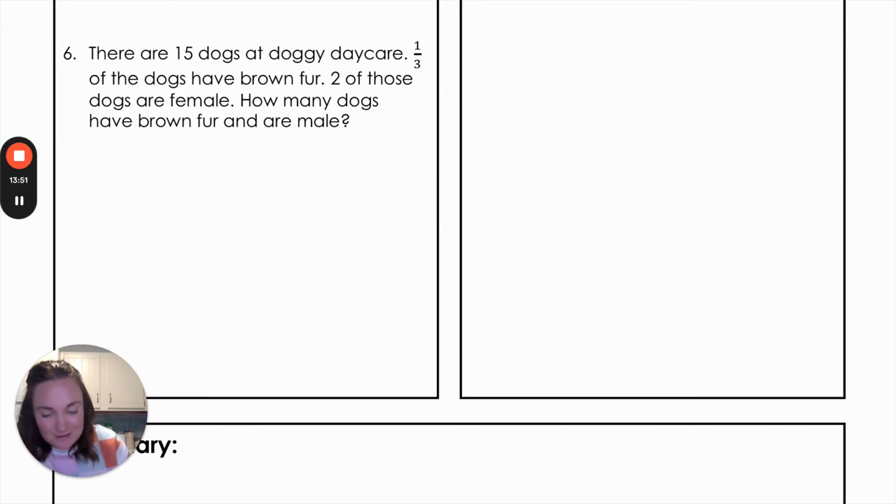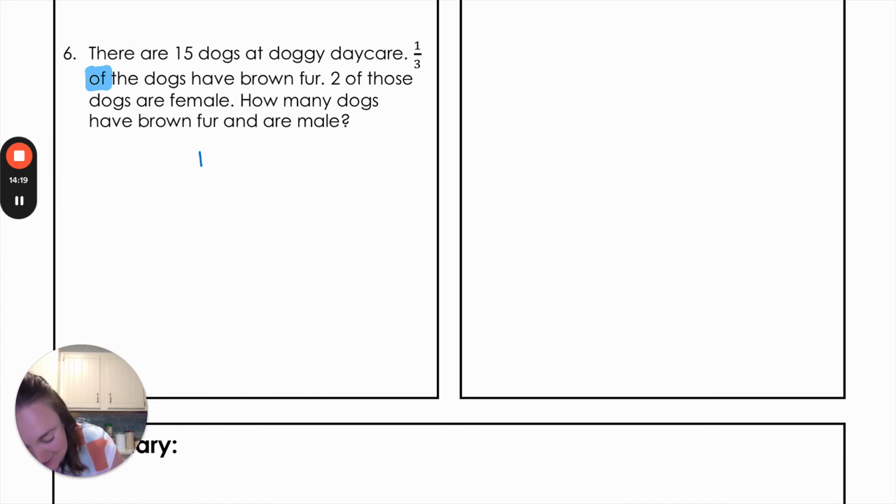Okay, so let's start with some key things. We know that "of" tells us to multiply, especially if it's with a fraction, right? We've got 1/3 of that. So we know we're going to take whatever that total is and multiply it by 1/3. We know that 2 of the dogs are females, so we'll get into that a little later, if we're adding, subtracting, what we're doing with that. And so I think the best thing here is a picture. So when we're in doubt, we're going to have a picture to start.